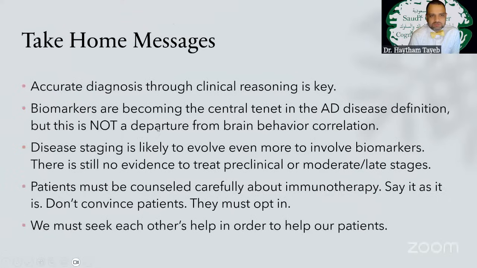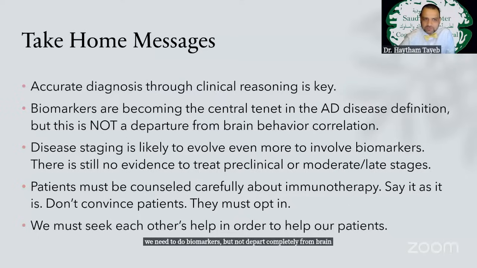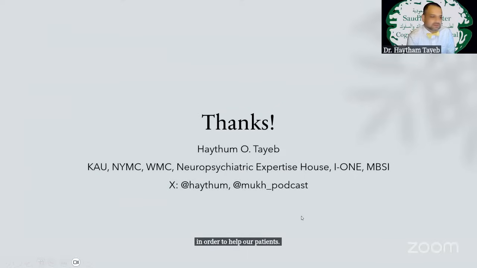Cool. So these are some of the final points. Accurate diagnosis is key. We need to do biomarkers, but not depart completely from brain behavior correlation. Staging is important, and counseling is just key. And we must seek each other's help in order to help our patients. And I think we can leave it at that.